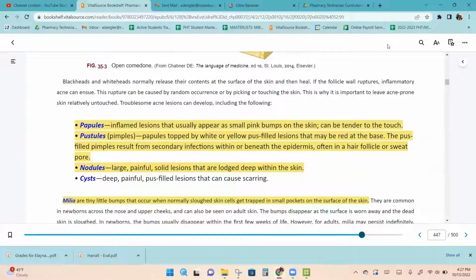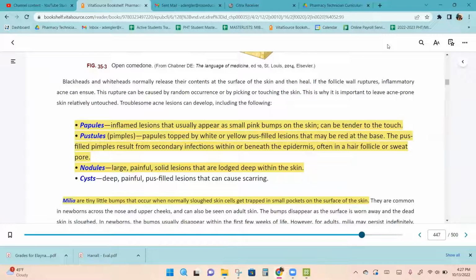If the follicle wall ruptures, inflammatory acne can ensue. This rupture can be caused by random occurrence or by picking or touching the skin. This is why it's important to leave acne-prone skin relatively untouched. Troublesome acne lesions can develop, including the following: papules, inflamed lesions that occur as small pink bumps on the skin, can be tender to the touch.